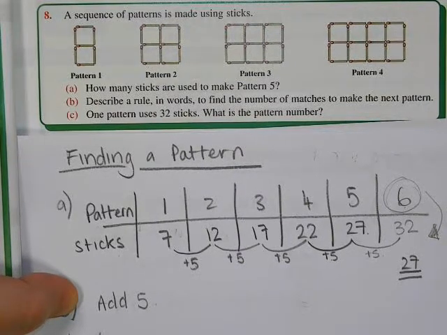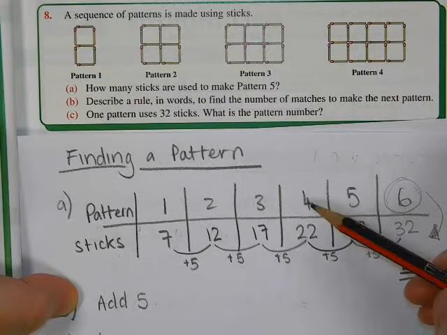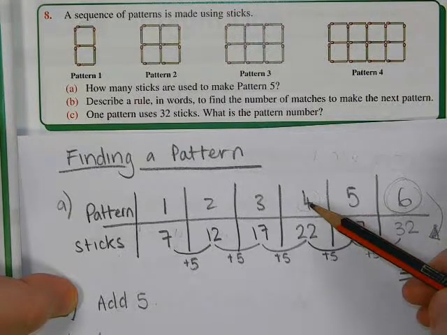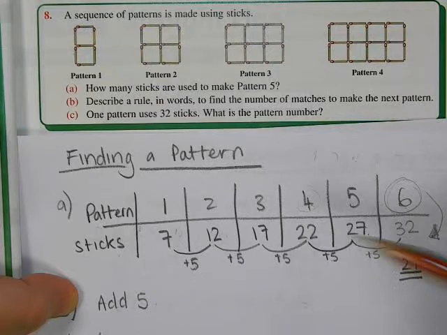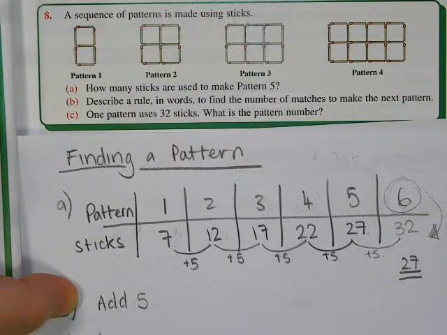We'll need to check that that works for another one. So try it for number 4, for example. 4 times 5 is 20, add 2 is 22. So times 5, add 2 works.